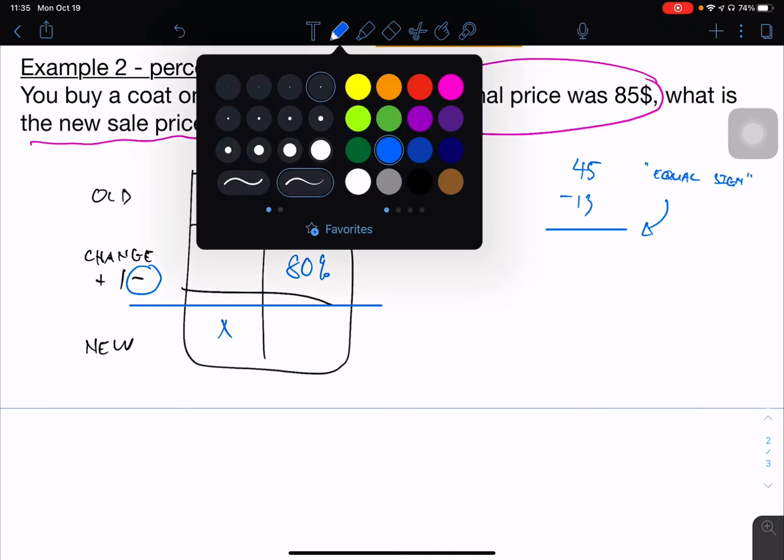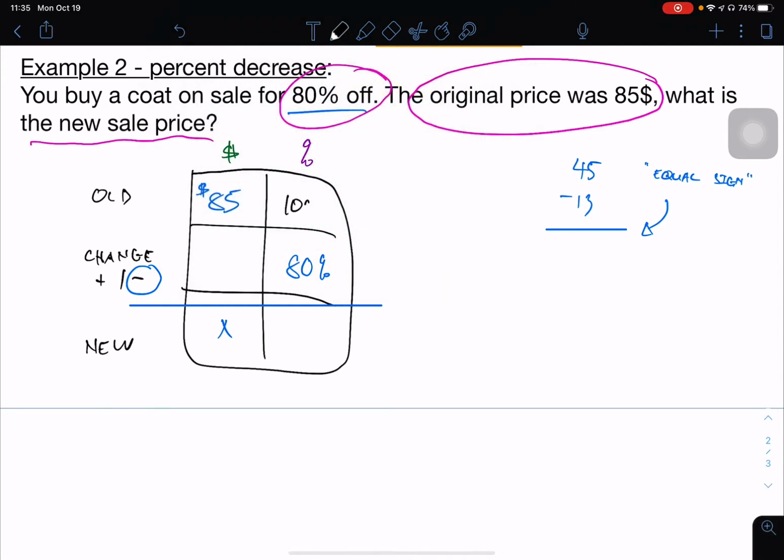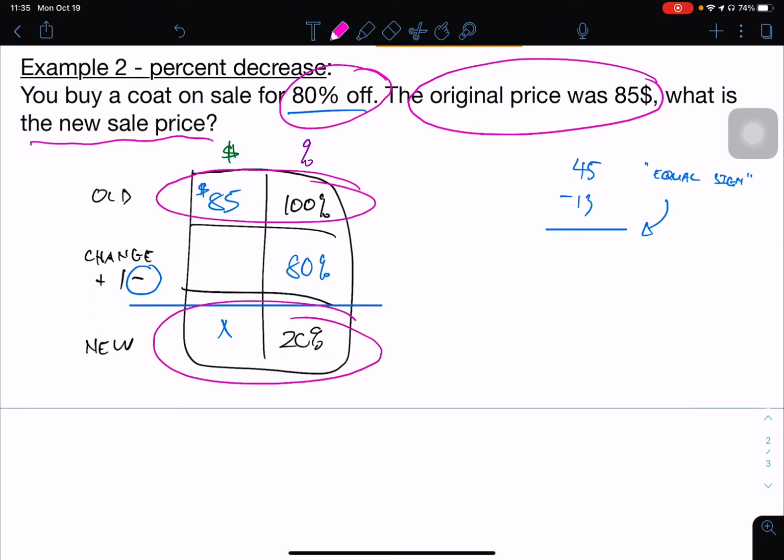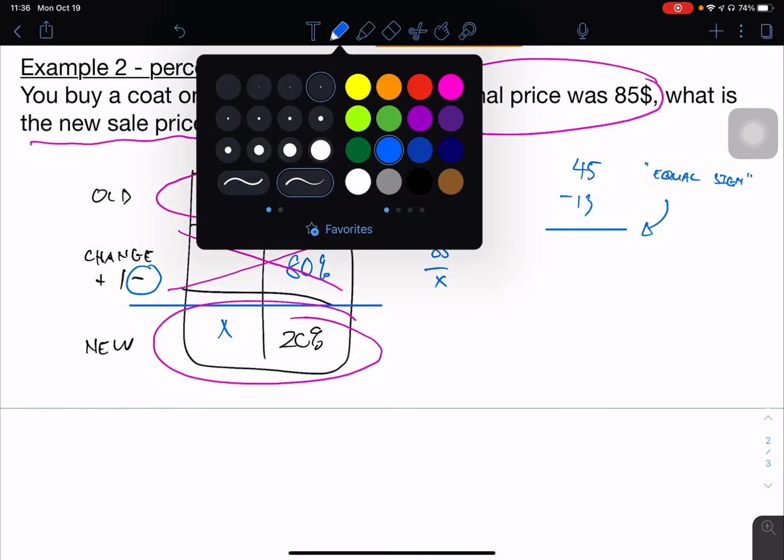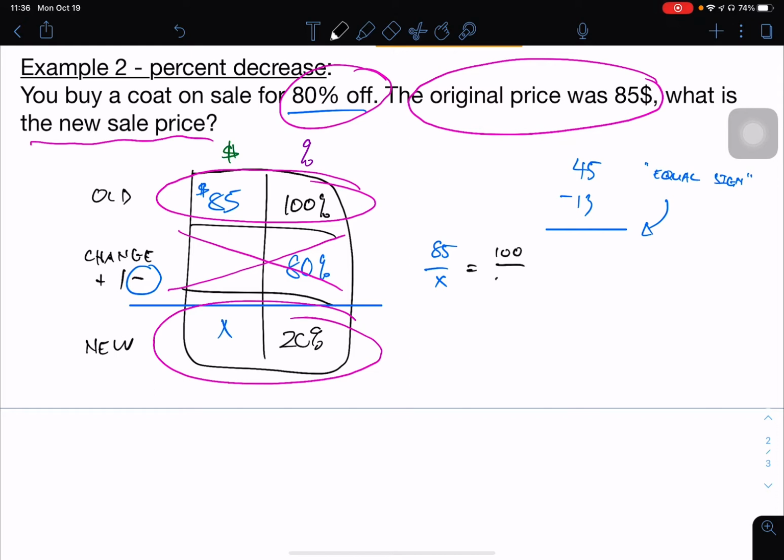So if the old price is, again, what it started with, it's 100% of the price. But if we're subtracting 80%, because that's the discount, we're left here with 20%. So remember, the last problem we added, this time we subtracted. And then you can see your neighbors are right here. See how these two are next to each other? So that's part of your proportion, and these two are next to each other, which means we don't use the middle row again. So your proportion becomes 85 over x equals 100 over 20. And again, you don't need to convert those percentages.